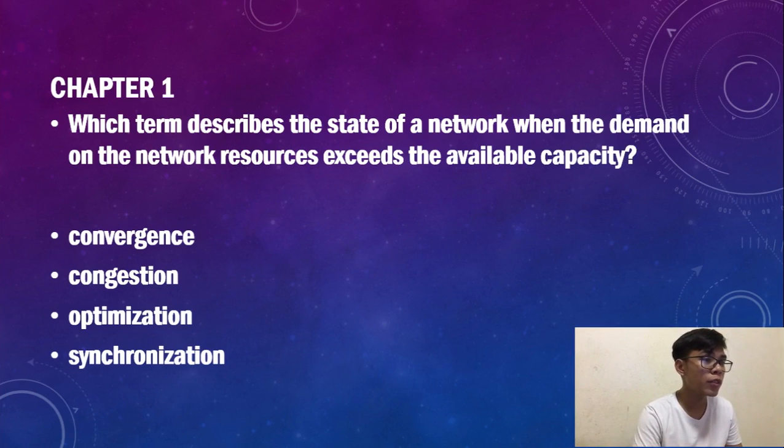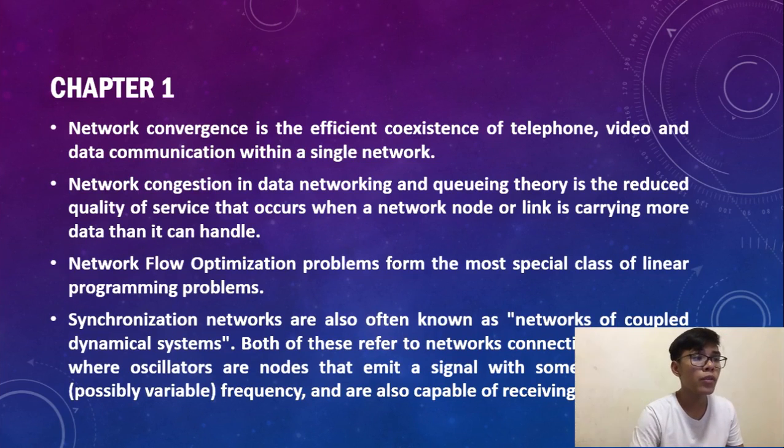Which term describes a state of the network when the demand on the network resources exceeds the available capacity? The choices are convergence, congestion, optimization, and synchronization. The answer is congestion. Network convergence is the efficient coexistence of telephone, video, and data communication within a single network. Network congestion, in data networking and queuing theory, is reduced quality of service that occurs when a network node or link is carrying more data than it can handle. So that is the answer, network congestion.